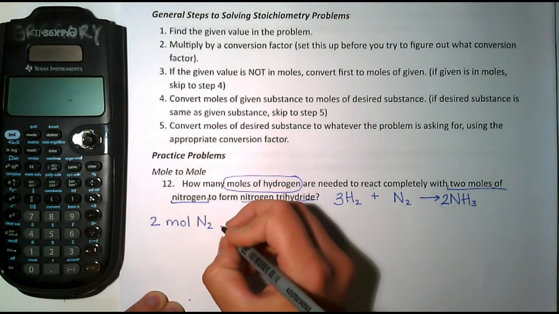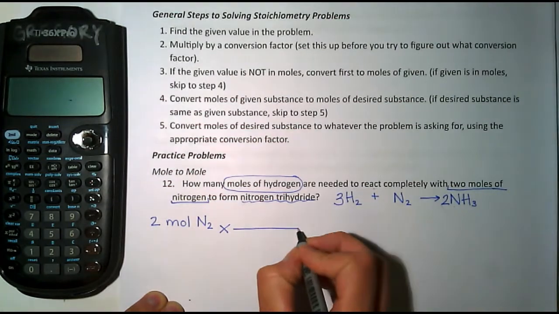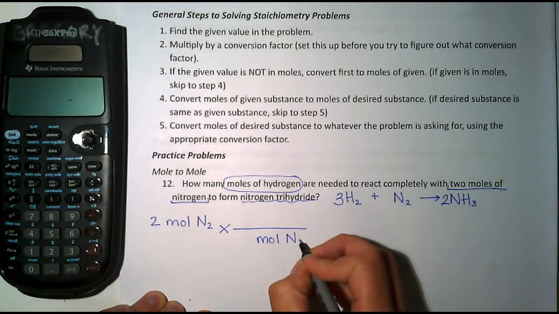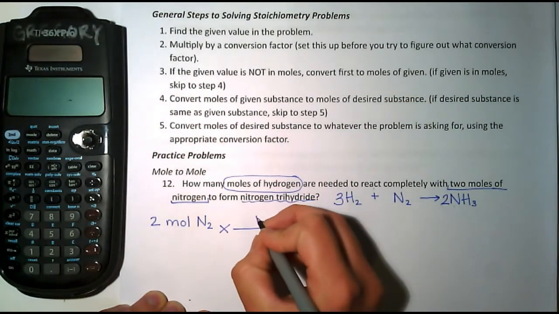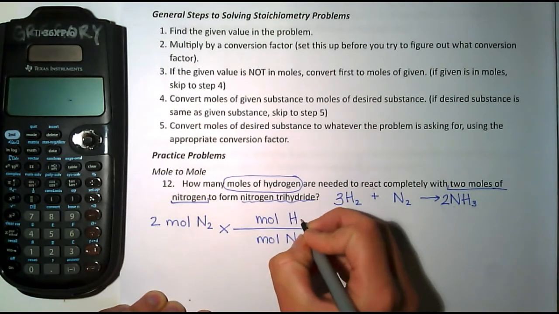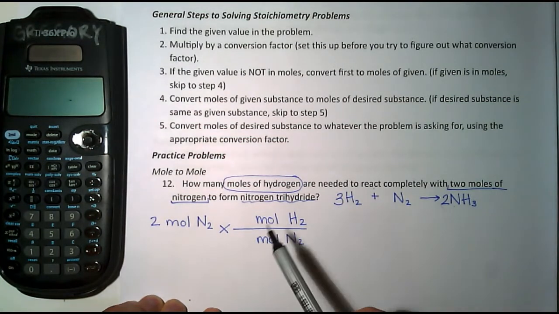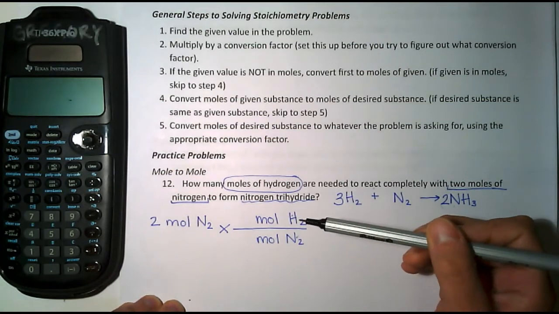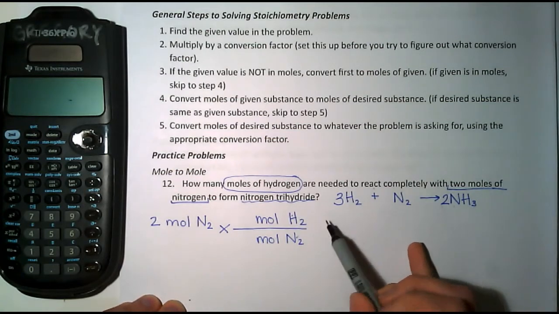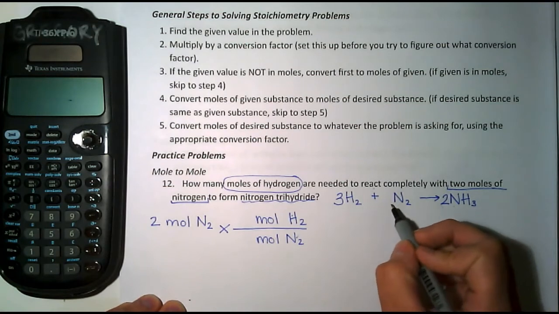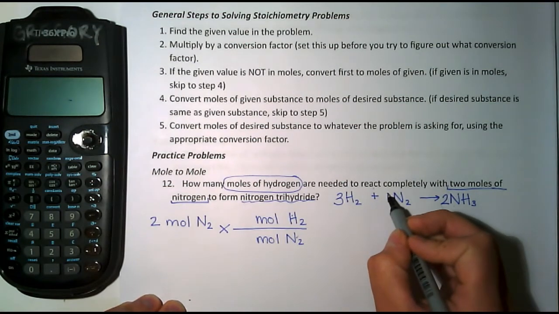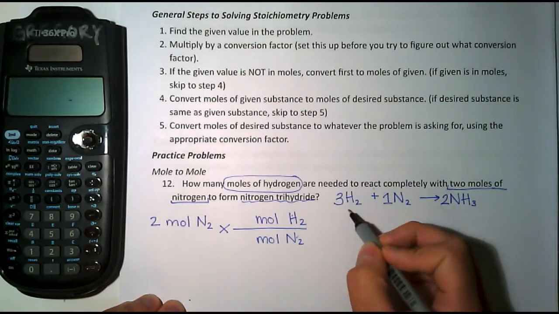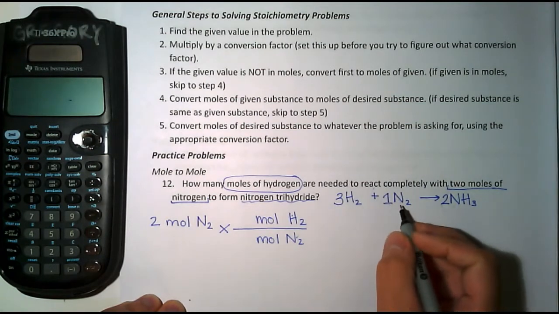So, moles of nitrogen on top. I want my moles of nitrogen to cancel out, so I'm going to put that on the bottom. And I want to get to moles of hydrogen, so I'm going to put moles of hydrogen on top. And to figure out how many moles of hydrogen are needed to react with moles of nitrogen, I'm just going to look at my balanced chemical equation. It tells me that for every 1 mole of N2, because remember there's a 1 here that's implied, for every 1 mole of N2, I need 3 moles of H2. So I can just fill that in.